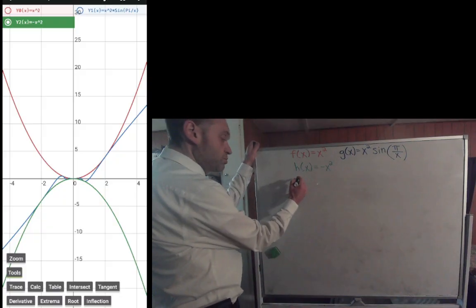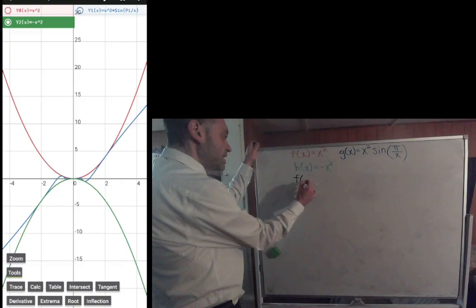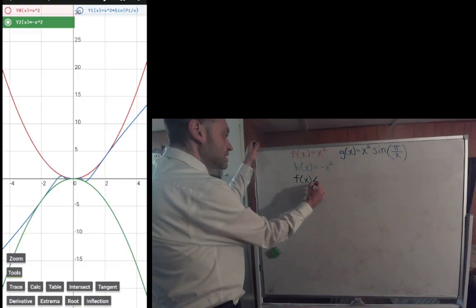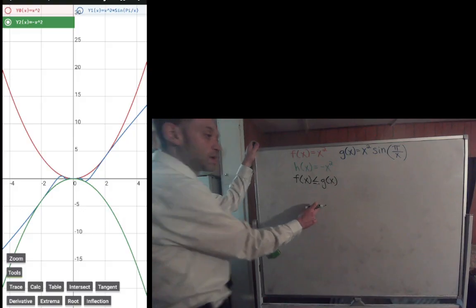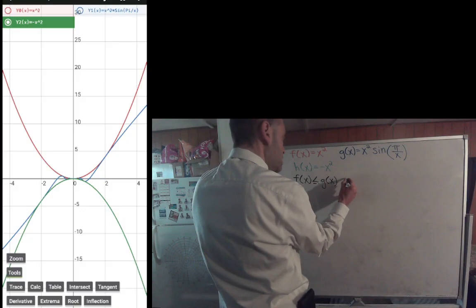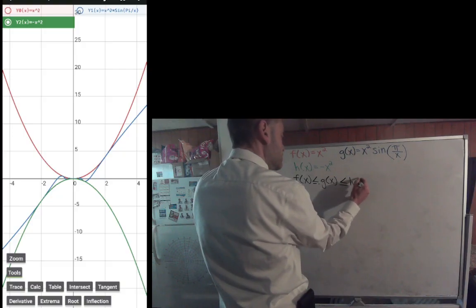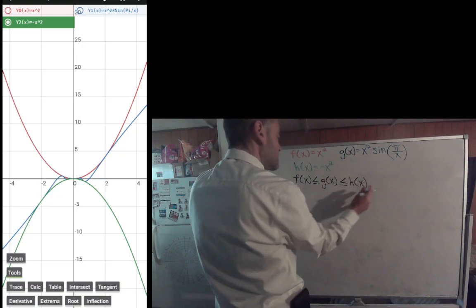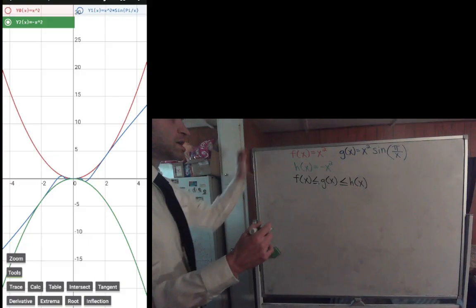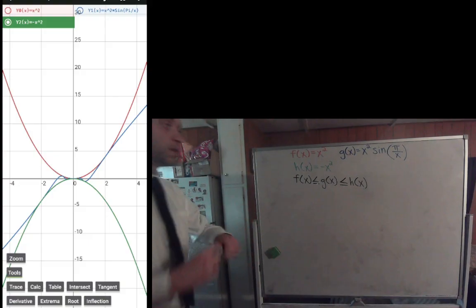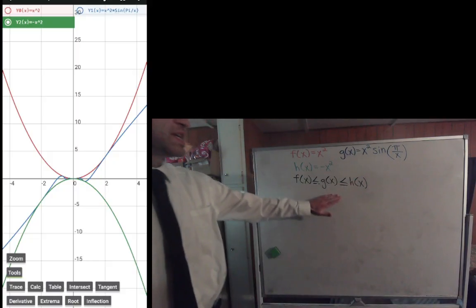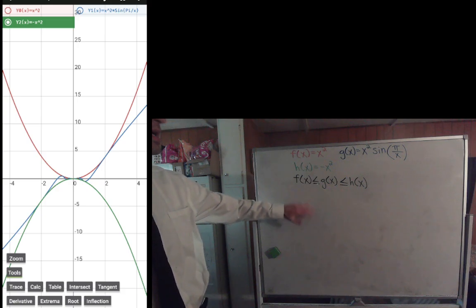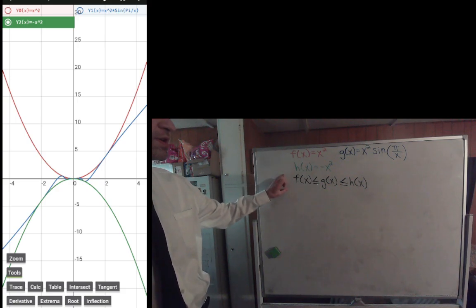So let me write down what we have here. We have shown by this graph that f of x is less than or equal to g of x, which is less than or equal to h of x. So in other words, we have that g of x function, this trig function, is sandwiched between the two parabolic functions.